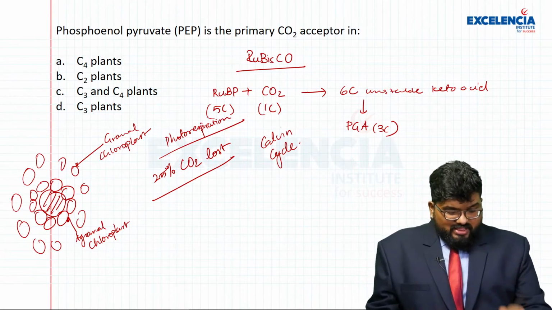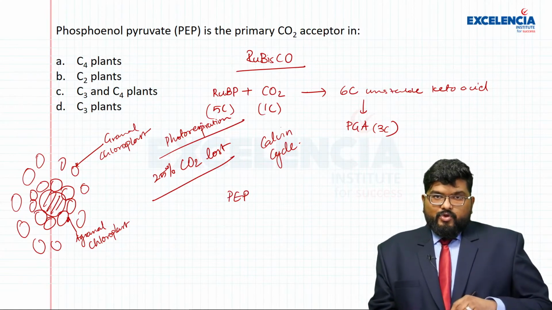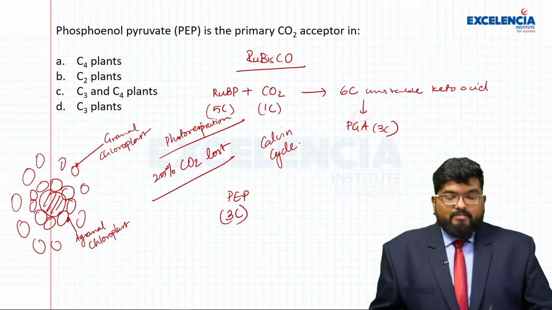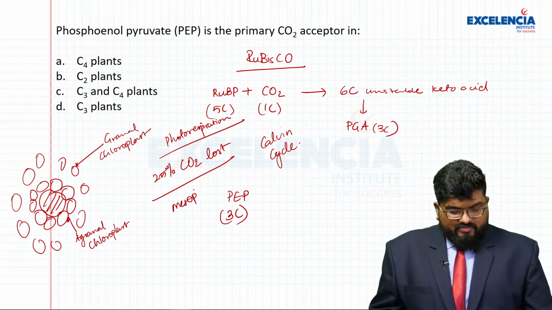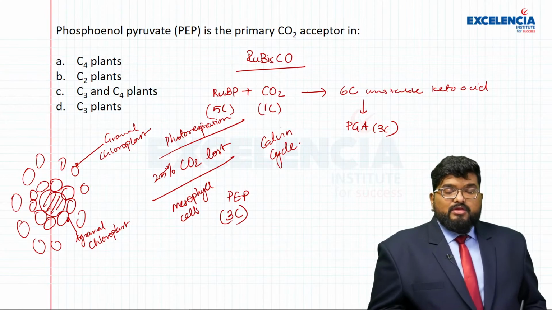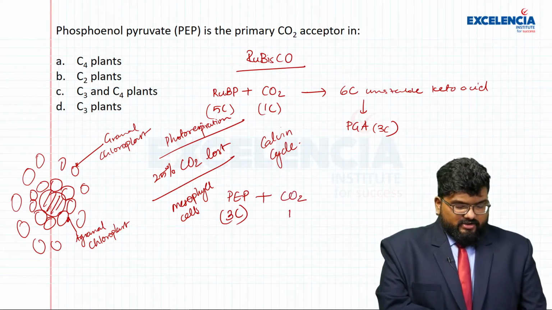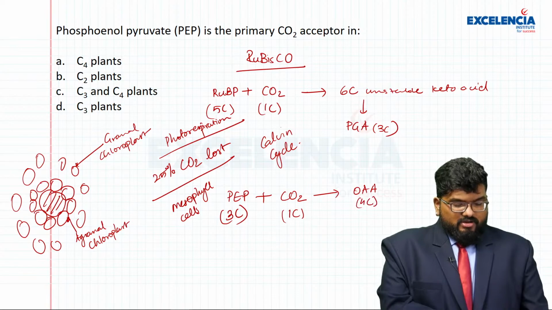So in the granule chloroplast, we have phosphoenol pyruvate, or phosphoenol pyruvic acid, which is a 3-carbon compound. Where is this happening? This is happening in the mesophyll cells in the granule chloroplast, correct? So phosphoenol pyruvate absorbs carbon dioxide and forms oxaloacetic acid, which is a 4-carbon compound.